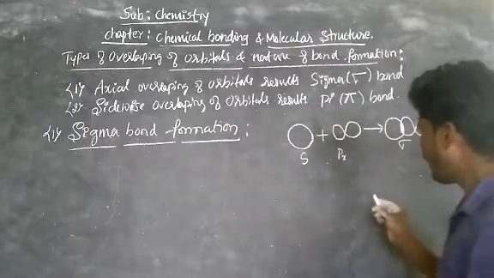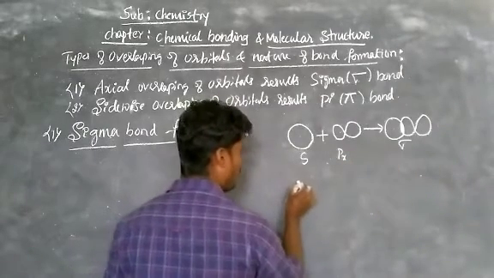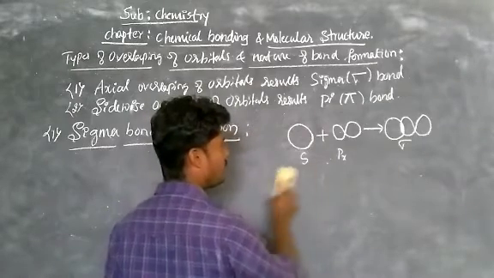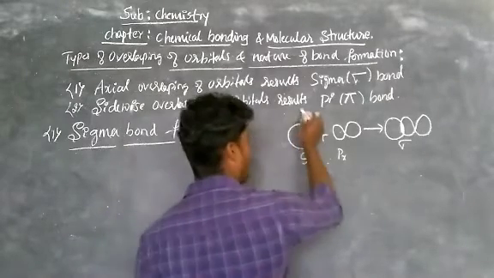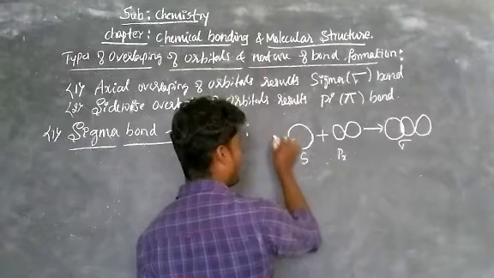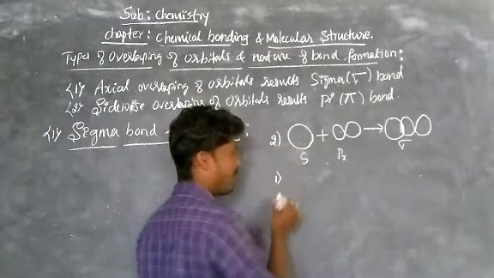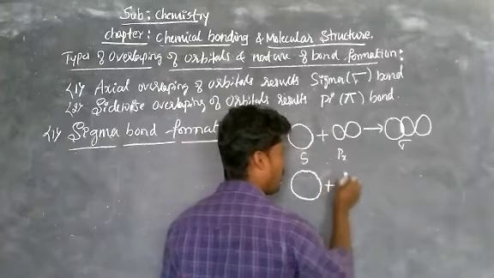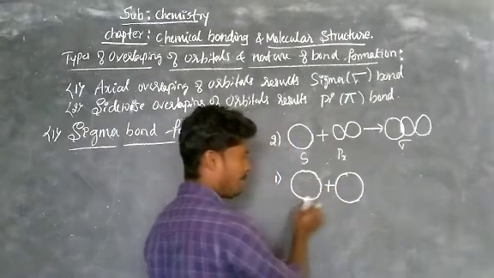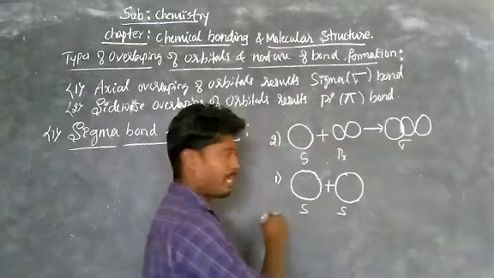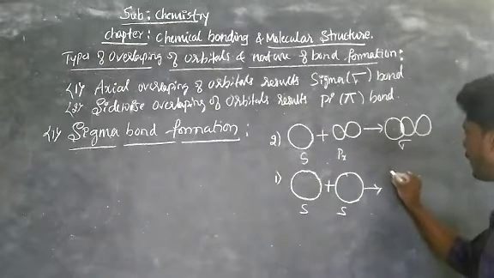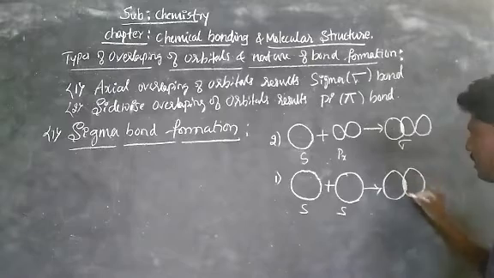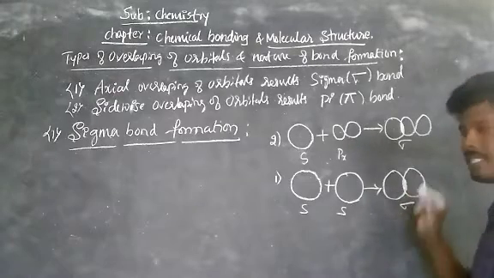Got it? Now case 2 means one more, s orbital overlapped with one more s orbital. This is s and s. These two s orbitals overlap together. Here overlapping, this also results in sigma bond.